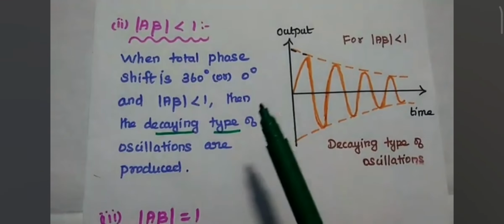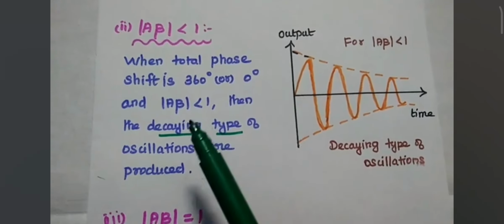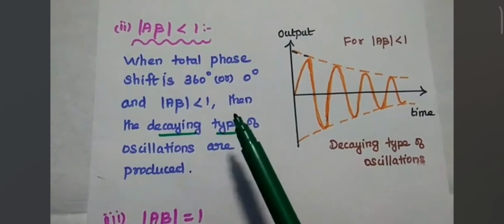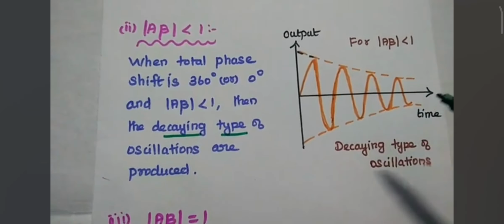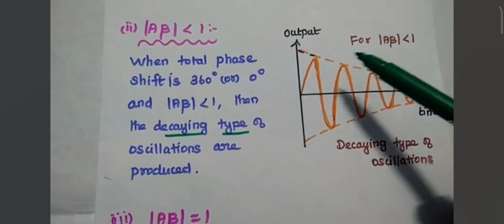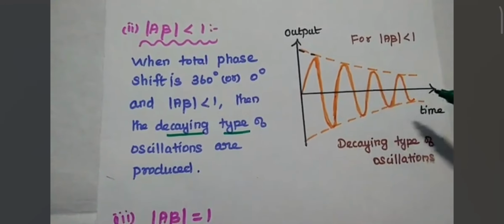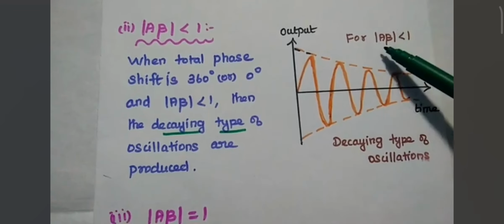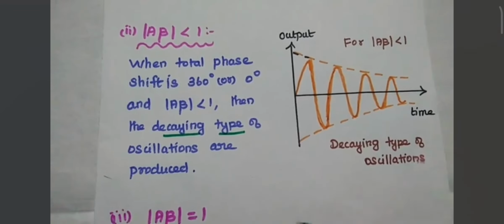Second case, when the total phase shift is 360-degree or 0-degree, but the magnitude of A beta is less than 1, then it can produce the oscillations with decaying type. That means the amplitude of the signal is getting decreased exponentially. For A beta less than 1, decaying type of oscillations are produced.